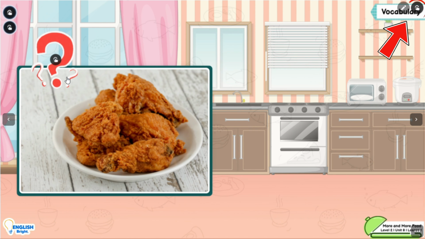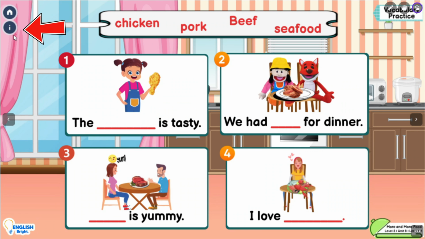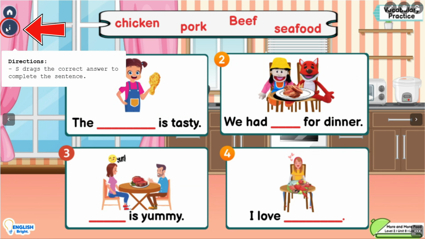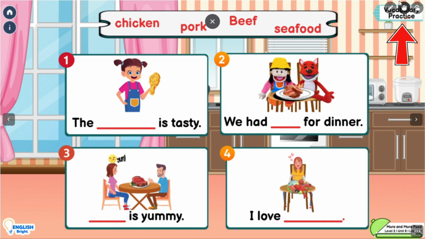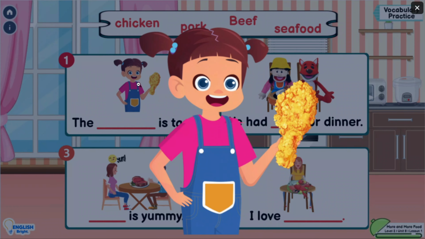For vocabulary practice, begin by checking the tooltip for instructions. Here, students will drag words to complete sentences. Use the hand button to identify which words are draggable. Additionally, clicking on photos will enlarge them for better visibility. Once everything is clear, let's complete the activity for the following examples.